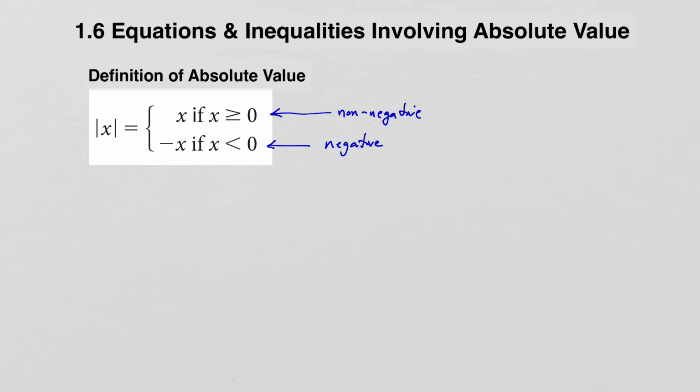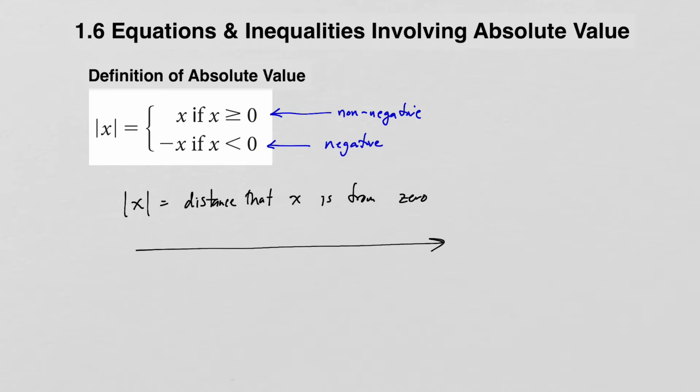Now, why is this the definition? Well, it's because the meaning of absolute value is the distance that the number x is from 0. So if you were to take a look at a number line, here is the number 0. If I have a number here, then the absolute value of that number is that distance. So if this number is x, then this distance here is the absolute value of x.